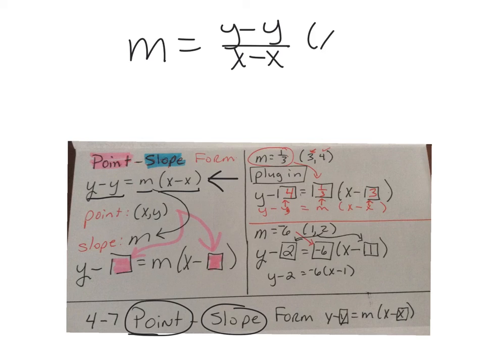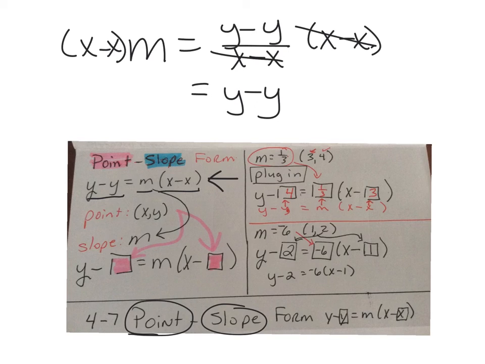If I get rid of this fraction by multiplying both sides by x minus x1, what I end up getting is, that's gone, that's gone. I'm left with y minus y1 is equal to, let me flip the order, m times x minus x1. And because it's an equation, I can rewrite it like this: y minus y1 equals m times x minus x1. And you notice it's the exact same thing as our point slope formula.